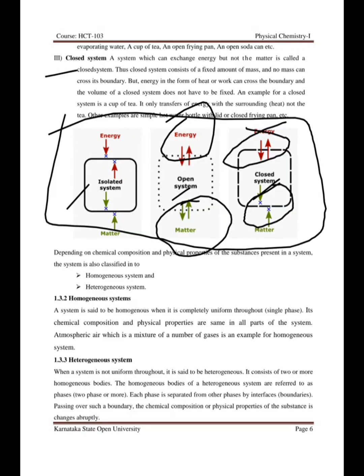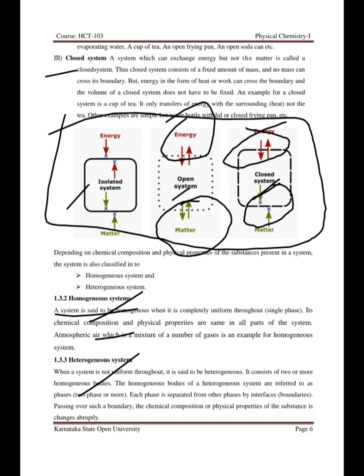Coming to the next, depending on the chemical composition and physical properties, the substances present in the system are classified into two types: homogeneous system and heterogeneous system. What is a homogeneous system? A system is said to be homogeneous when it is completely uniform throughout. Chemical composition and physical properties are some of the properties which are completely uniform. That is known as a homogeneous system.